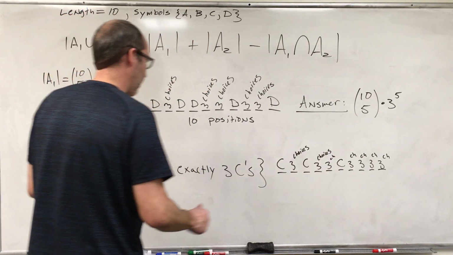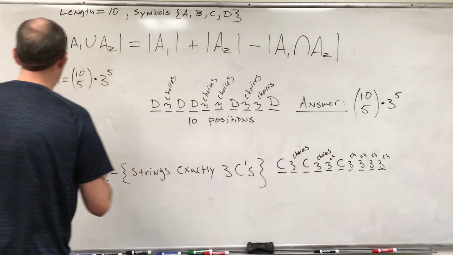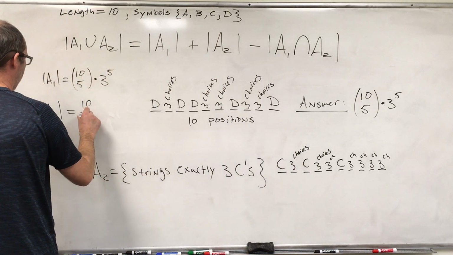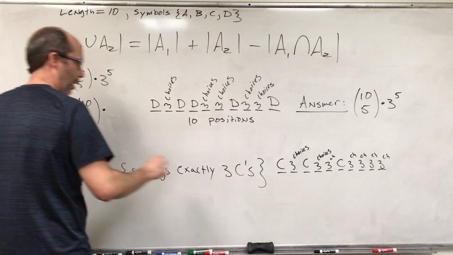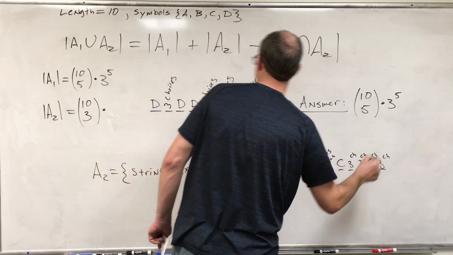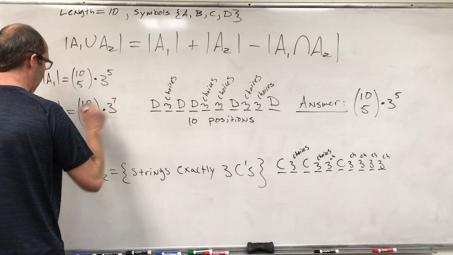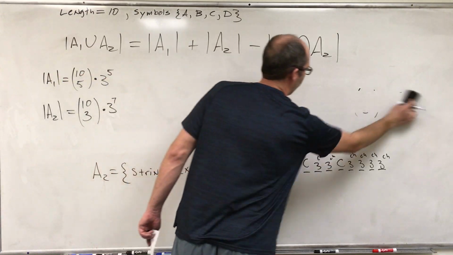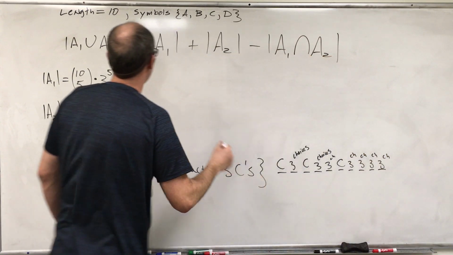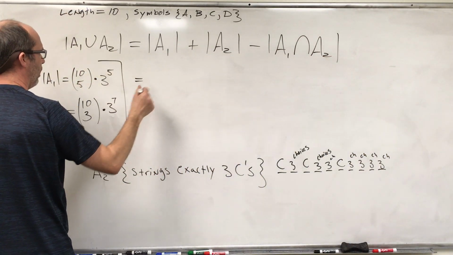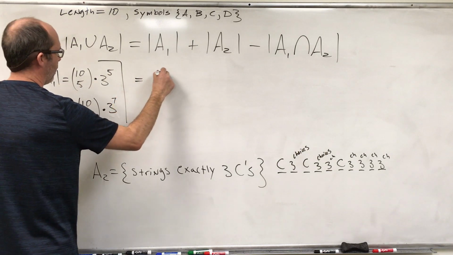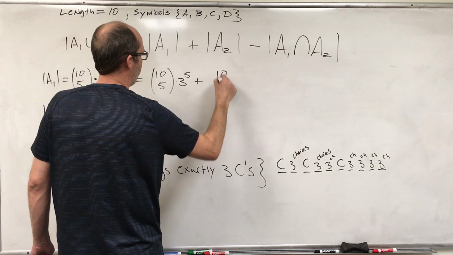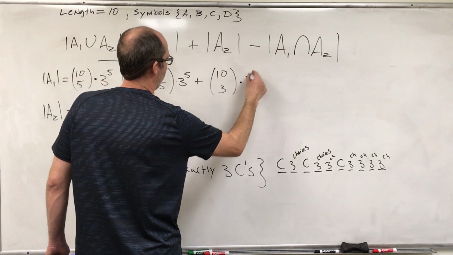All right, so again, our answer, let's see, we've got 10 positions. Choose 1, 2, 3 of them to be C's. And then we've got 1, 2, 3, 4, 5, 6, 7, 3 to the 7th. All right, so we're pretty close to the answer already. So the answer, cardinality of A1, we got 10 choose 5 times 3 to the 5th, plus here we've got 10 choose 3 times 3 to the 7th.